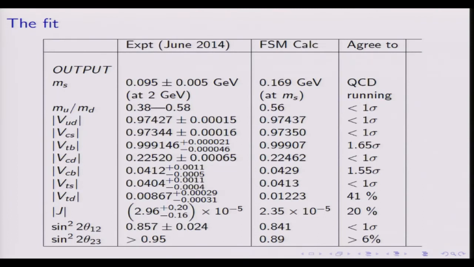As you can see, it's 0.00867, and we have 0.01223. The Jarlskog invariant is also not dead on, but it's definitely very much within the order of magnitude. And the solar angle is within error, and the atmospheric angle is only a bound. There's not much we can say about it, but it's about the same kind of number.